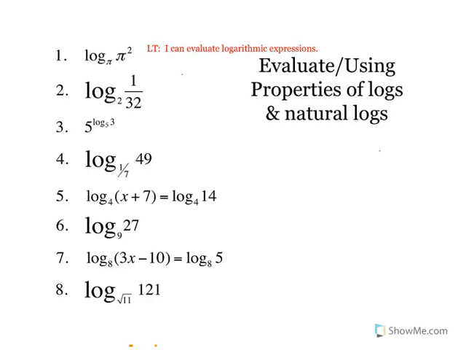Okay. Number 6, log base 9 of 27. I want to know what that equals. And so I'm thinking through my properties. The one that always helps me the most, again, is around the world. So I've got a logarithm. I'm going to rewrite it as its inverse, as an exponential expression. 9 to what power equals 27? Do you know 9 to what power equals 27?